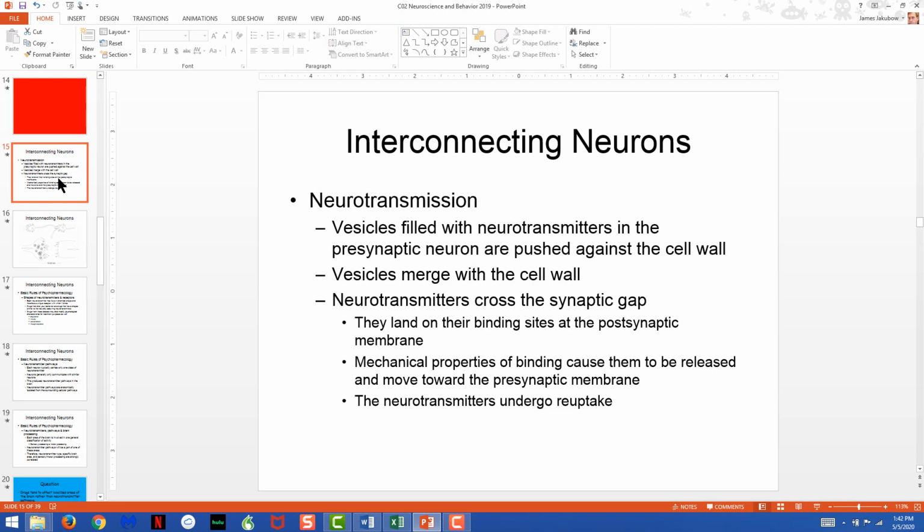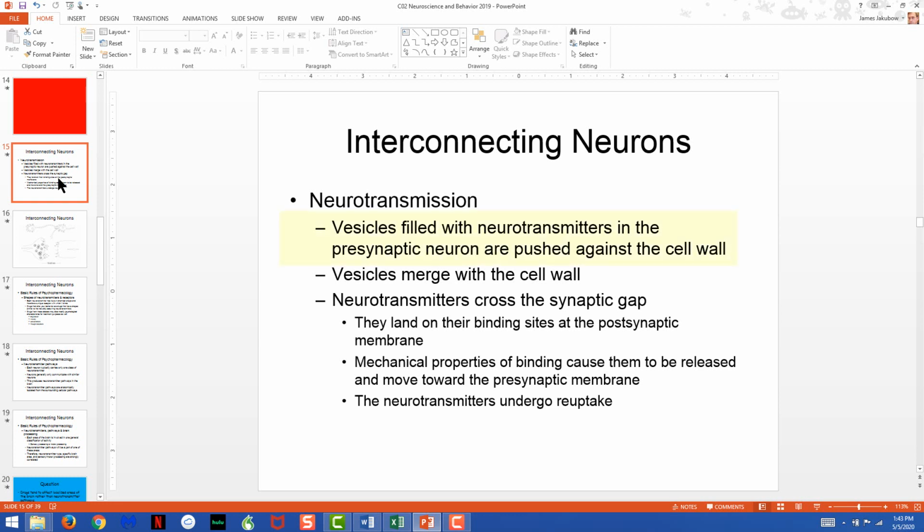This moves us on to the third portion of how information flows through your nervous system. And this one is related to neurotransmission, the chemical signaling process that occurs between cells. This is also the primary way in which neurons are interconnected.